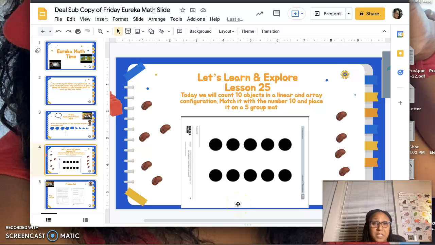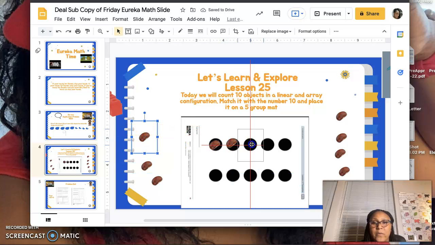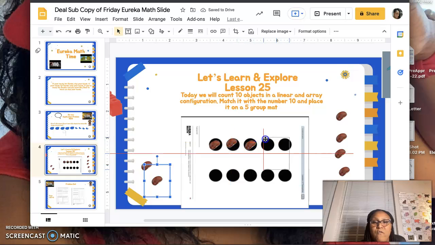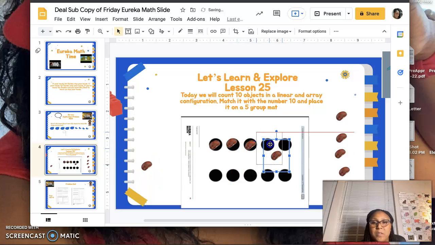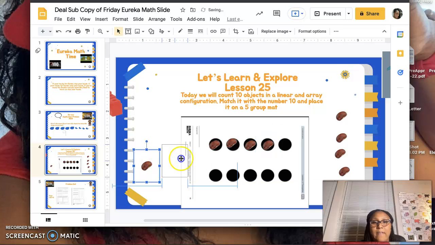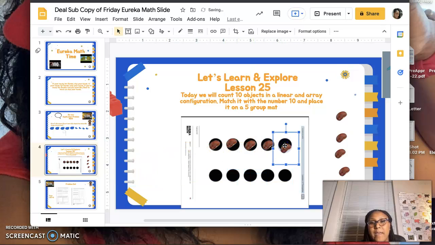All right. So what I am going to do first, you're going to see me place my beans on the mat. Okay. I am going to start off by putting 5 beans on the mat. Watch me do it. 1, 2, 3, 4, and 5 beans on the mat. There are my 5 beans on the mat.